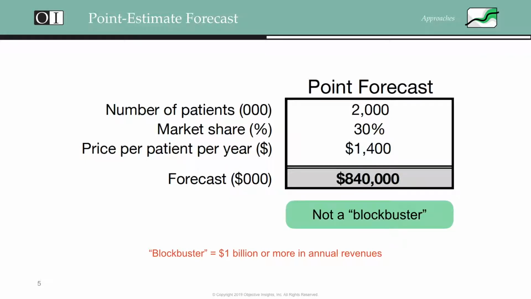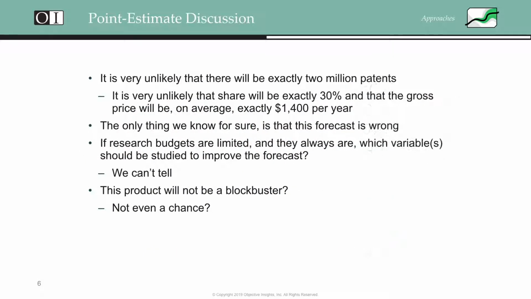Let's critique this forecast. It is very unlikely that there will be exactly 2 million patients, and it's very unlikely that there will be exactly 30% market share, and that the price per patient will be on average $1,400 per year. The only thing we know for sure, however, is that this forecast will be wrong. Further, there's not even a chance that this product would be a blockbuster. And also, if research budgets are limited, which they always are, and we wanted to improve this forecast, which variable or variables should we focus in on? We can't tell from this analysis.